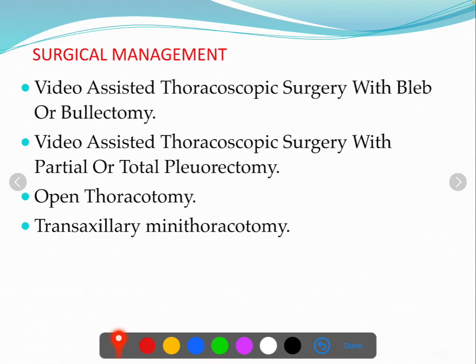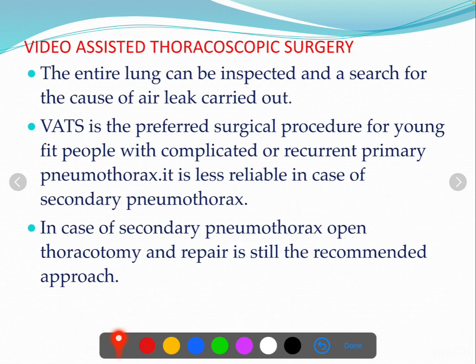Then what about surgical management? Video assisted thoracoscopic surgery with bleb or bullectomy can be done. Video assisted thoracoscopic surgery with partial or total pleurectomy can be done. Open thoracotomy can be done. Transaxillary mini thoracotomy can be done. With video assisted thoracoscopic surgery, the entire lung can be inspected and a search for the cause of air leak can be carried out.